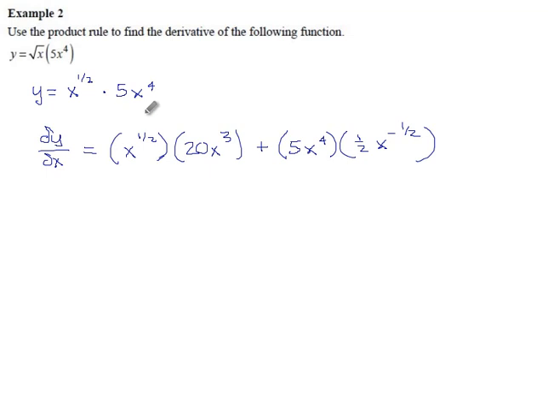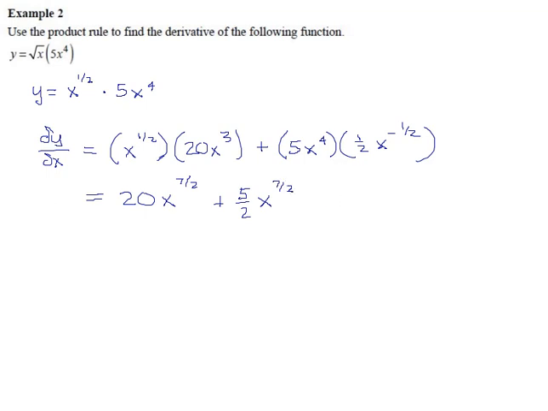Technically, you could stop there, but please don't. Let's get this cleaned up. First term, we get 20 x to the, what? We add these powers, so we have 3 plus 1/2. There we go. And for the second term, 5 times 1/2 is 5 over 2, or 2.5 if you like. And x to the 4 plus negative 1/2 is x to the 3 over 2 again. Or sorry, 7 over 2 again.